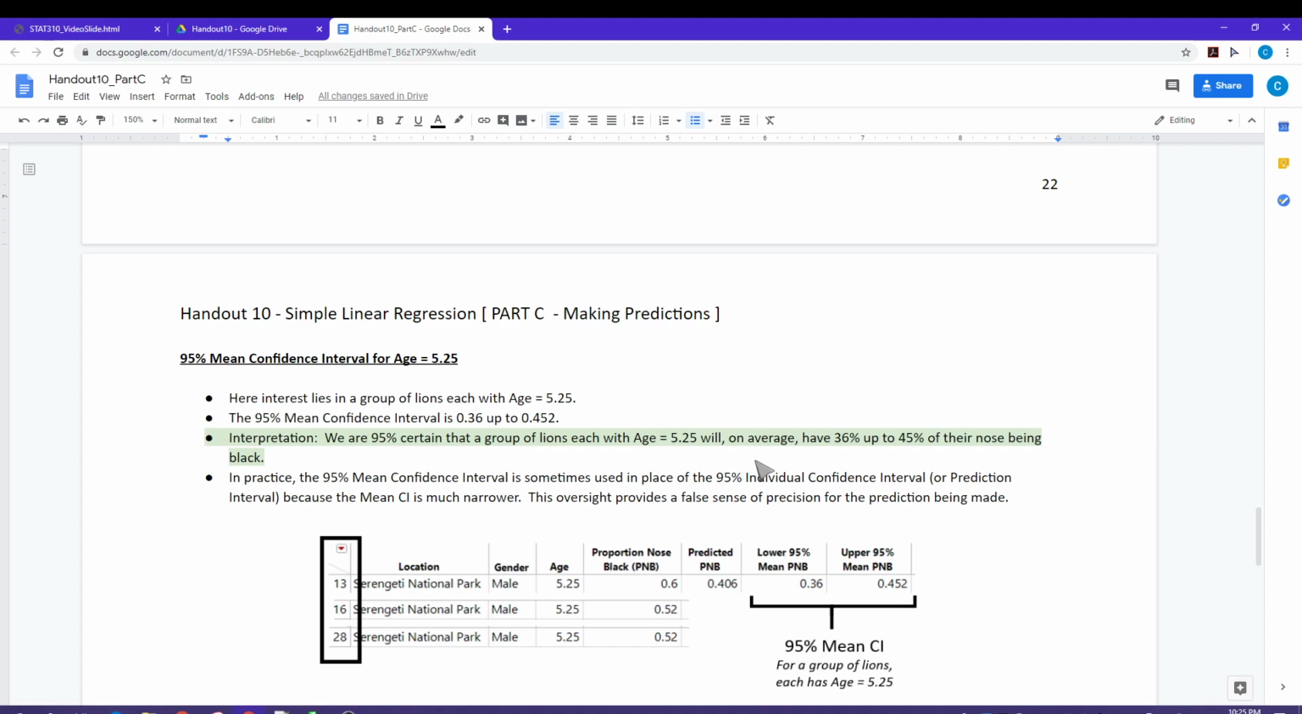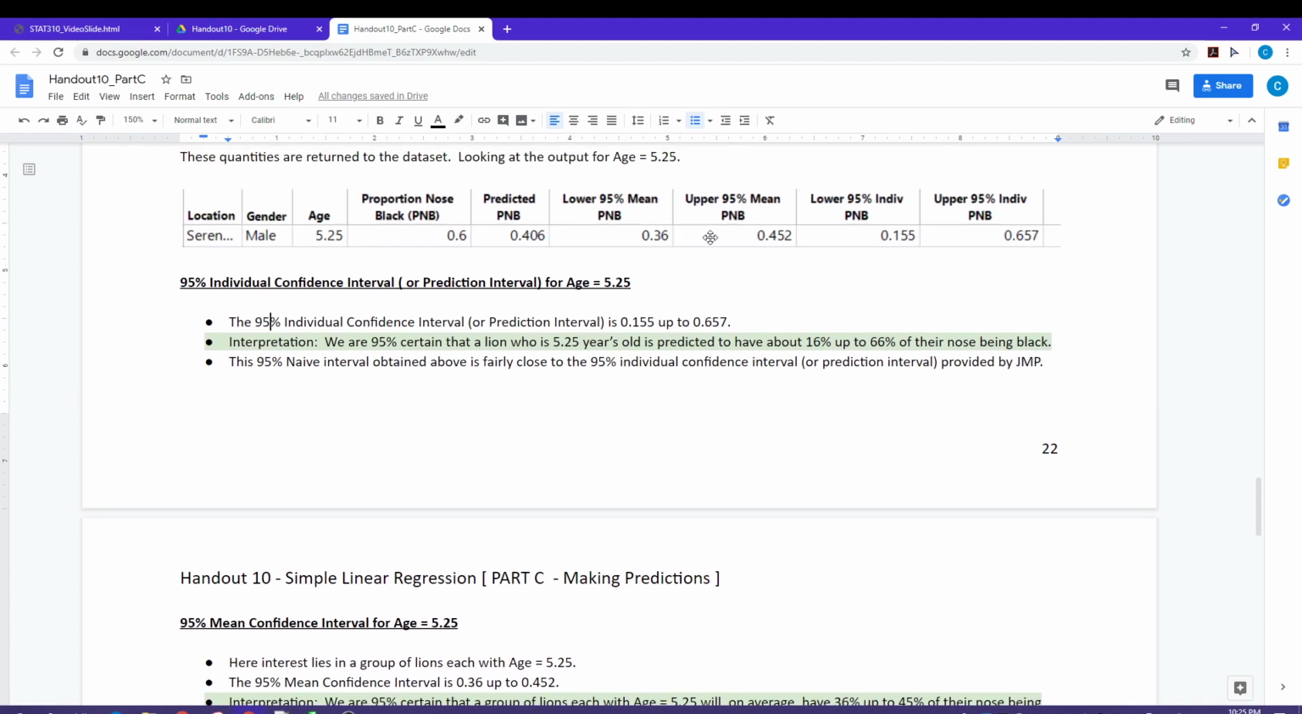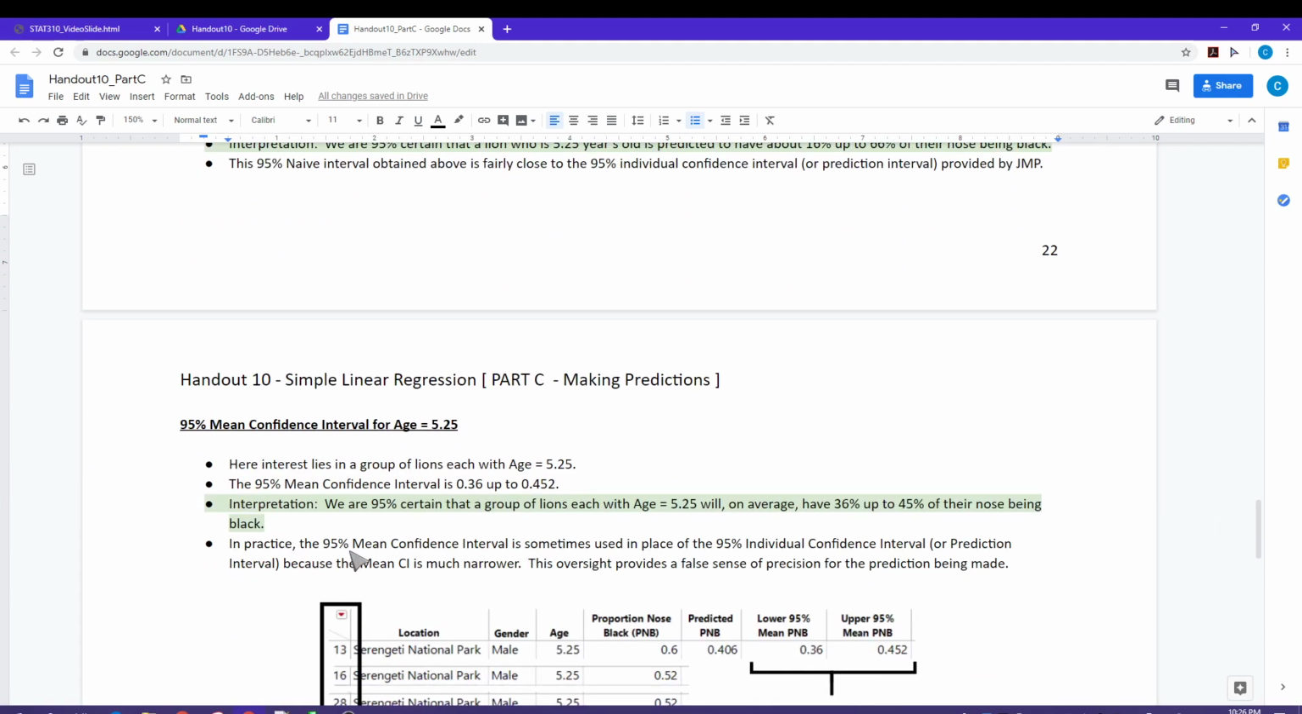So it's a lot narrower. Notice that this interval is a lot narrower than an individual. It's always easier to make a prediction about a mean than it is about an individual observation. That causes some confusion because in practice, the 95% confidence interval is sometimes used in place of the 95% individual confidence interval. As I said before, the 95% individual confidence interval is sometimes called a prediction interval. Now that mean confidence interval is much narrower than the prediction interval.